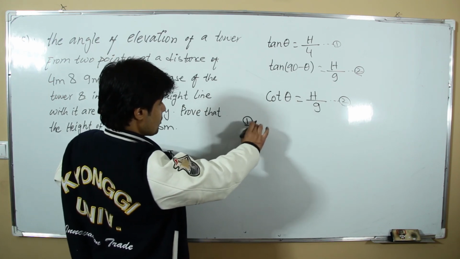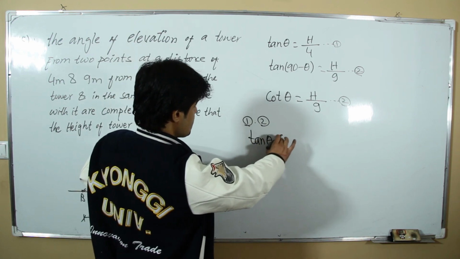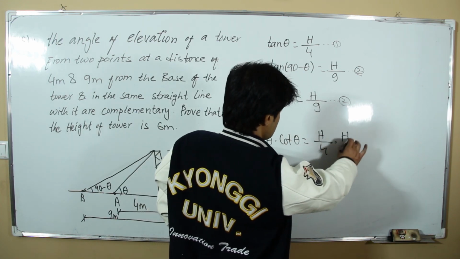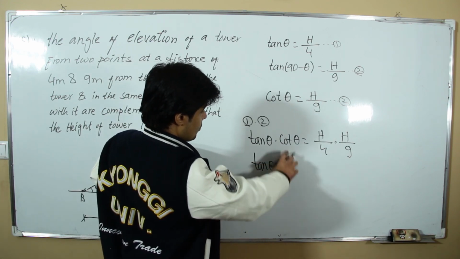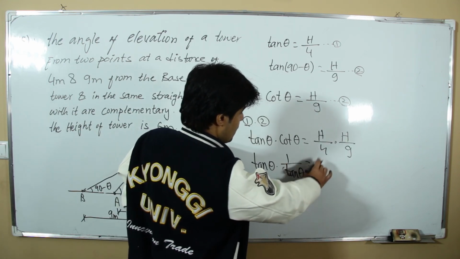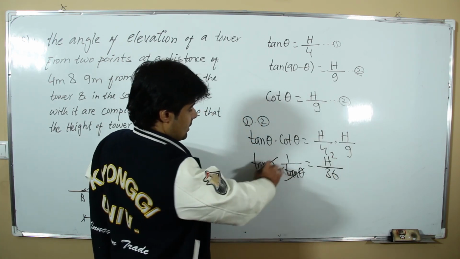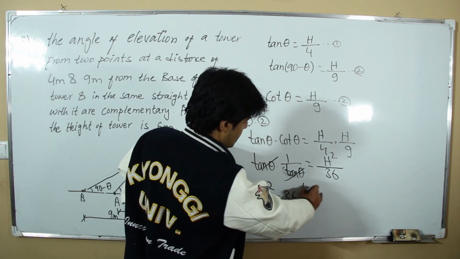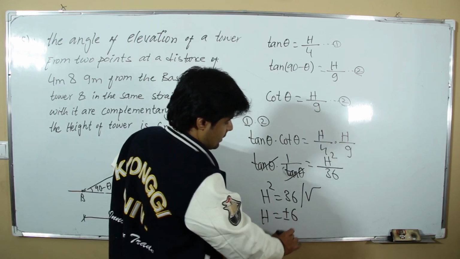Can we multiply the first equation with the second equation? Yes. Tangent theta times cotangent theta is equal to h divided by 4 times h divided by 9. You know one thing, cotangent theta is the reciprocal of the tangent, 1 divided by tangent theta. So h times h is h square, and 4 times 9 is 36. This is cancelled. Now cross multiplication, h square is 36. Take the root of both sides, h is plus or minus 6.